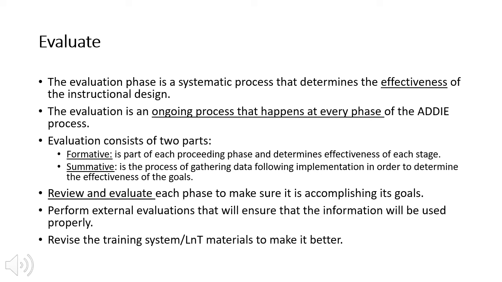Evaluation consists of two parts. Formative is a part of each preceding phase and determines the effectiveness of each stage, and summative is a process of gathering data following implementation in order to determine the effectiveness of the goal. We're going to review and evaluate each phase to make sure it's accomplishing its goals, and we perform external evaluation that will ensure that the information will be used properly. And we're going to revise the training or education systems to make them better. So this evaluation phase is very important.